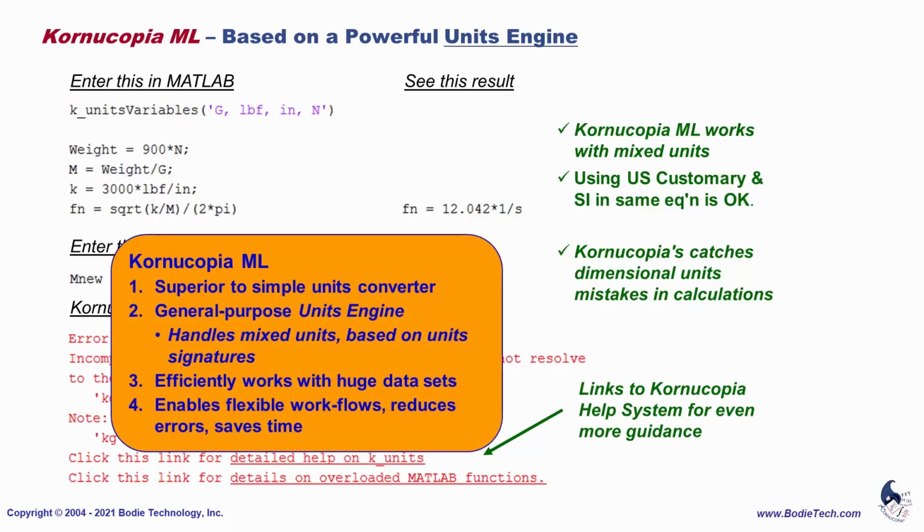The key points are Kornucopia ML is superior to a simple units converter. It has a true general-purpose unit engine that handles units of all sorts, including mixed ones, based on something called unit signatures. The software is designed to efficiently work with huge datasets and to enable flexible workflows that reduce errors and save time.